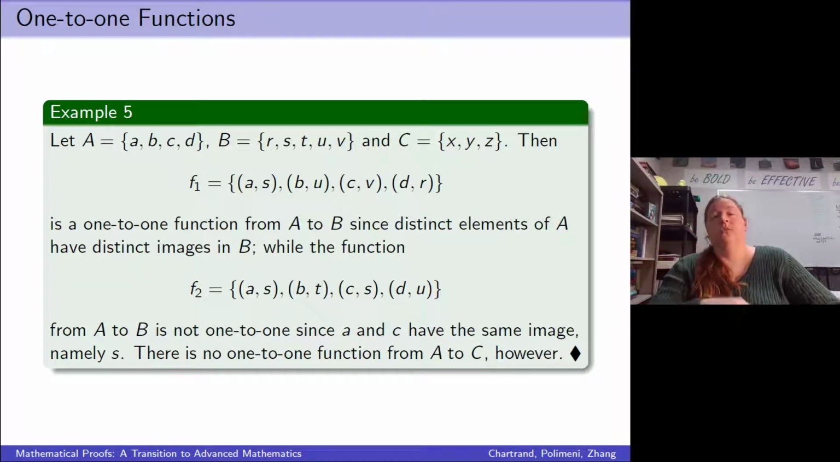Since this is such a small function, we can just spot check it, look at it, and know, because we can exhaustively look at it all. Now, let's take a look at f2, again a small function that we can exhaustively examine. This function maps a to s, b to t, c to s, and d to u. Since a and c both map to s, they have the same image, and it is not a one-to-one function. Also, since there are fewer elements in C than there are in A or in B, there is no one-to-one function from A to C.